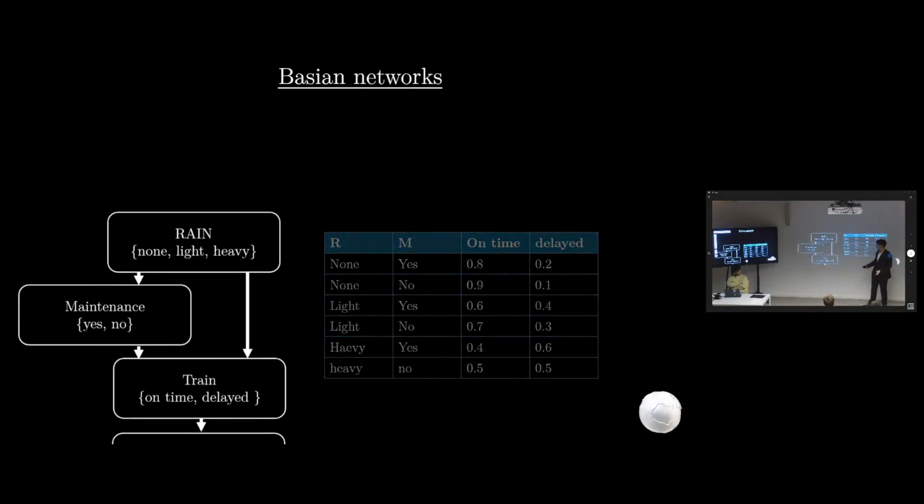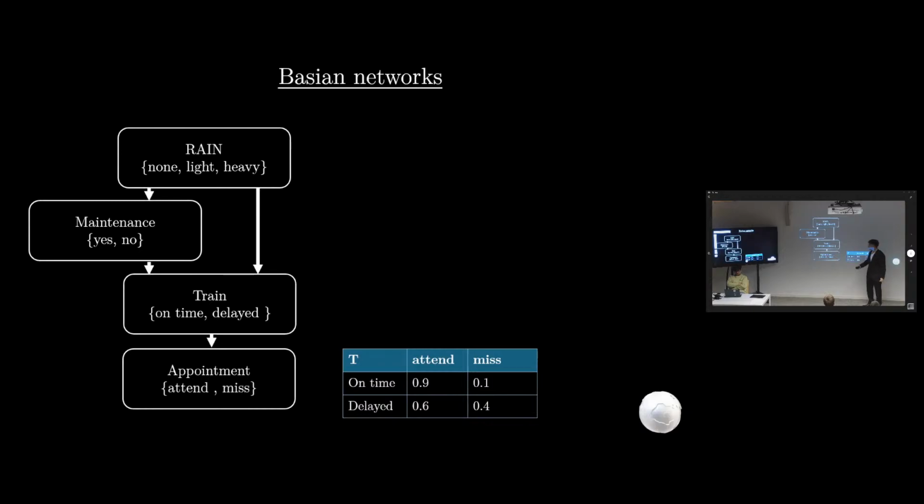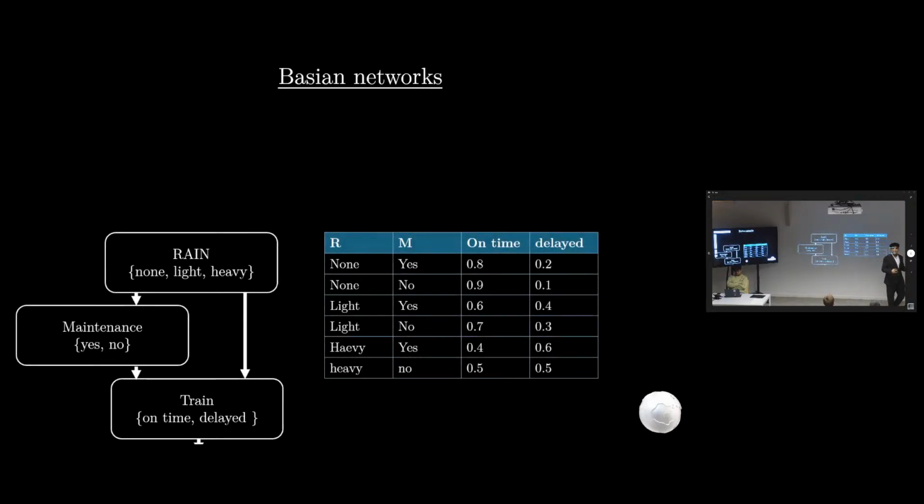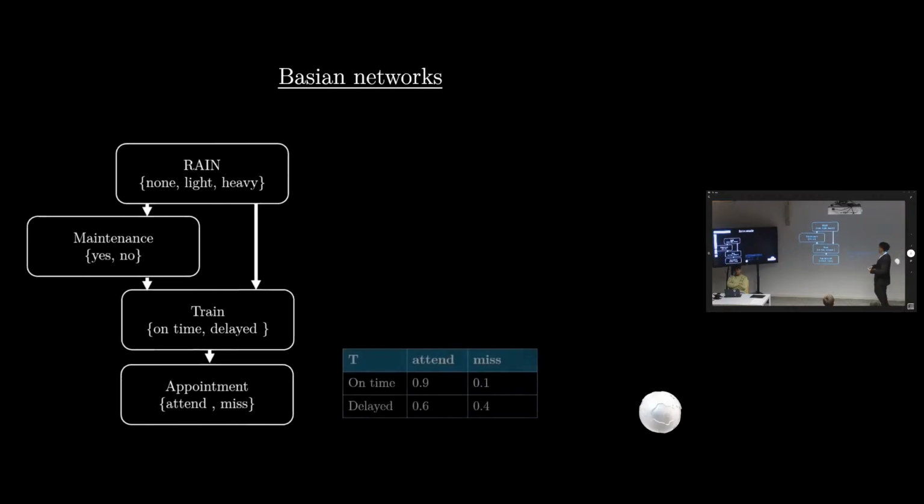Then the final node is appointment. Appointment only depends on train. So, for example, if the train is on time, then there is a 90% chance that I attend my appointment, and a 10% chance that I miss it, which makes sense. If the train is delayed, then I probably miss my appointment. That's why when the train is delayed, there is a 60% chance that I attend my meeting, and a 40% chance that I miss it. And with only these probabilities, we could already start reasoning using the Bayesian network, using what we call joint probabilities.